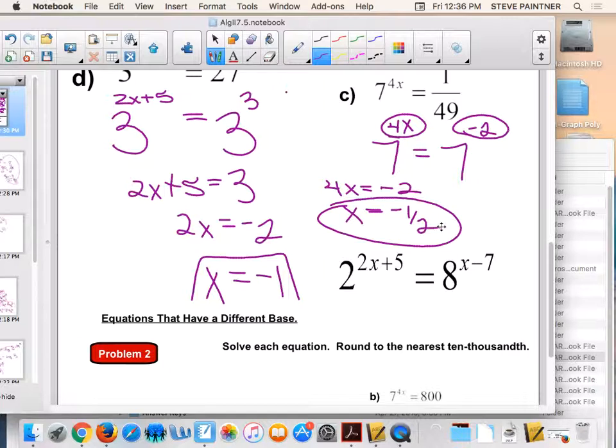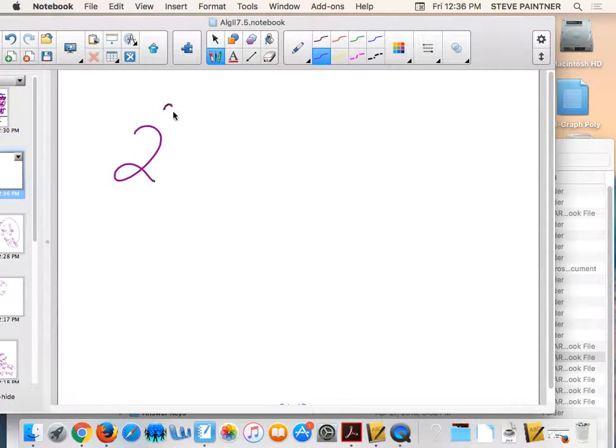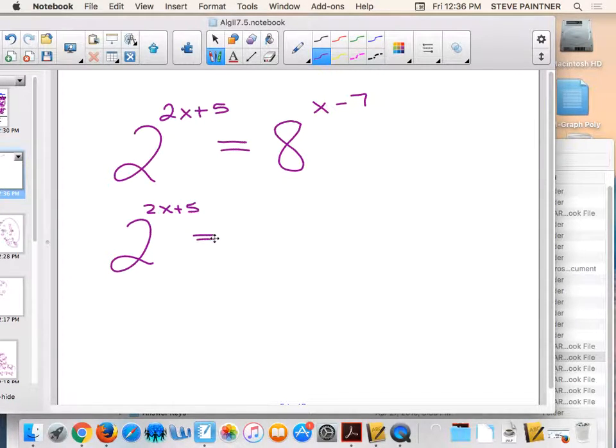2 to the, I'm going to do it on a different page. 2 to the 2x plus 5 equals what? Okay, 8 to the x minus 7. All right, what base do we want to make? Base 2. Okay, so 2 to the 2x plus 5 is done. This becomes what? 8 is 2 cubed. Okay, but now wait a minute. This is just the number 8, just like that's the number 8. This 8 was raised to the x minus 7 power. Your 2 cubed, which is 8, is still going to be raised to the what?